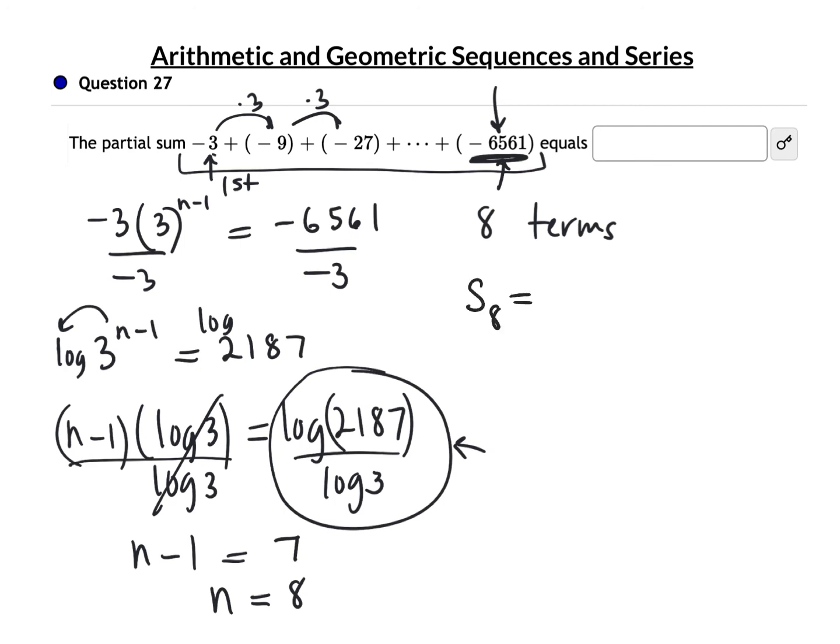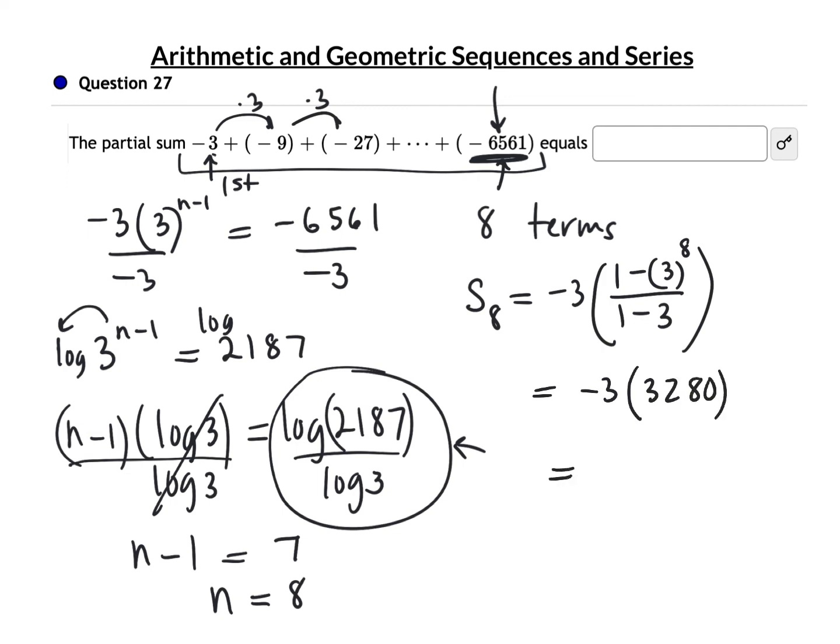S sub 8, the sum of the first 8 terms in our geometric series, is the first term, negative 3, times 1 minus the common ratio, 3, to the power of n, and there were 8 terms, over 1 minus 3. This ends up being negative 3 times 3,280, and I'll multiply that, and we get S sub 8, the sum of the first 8 terms, is negative 9,840.